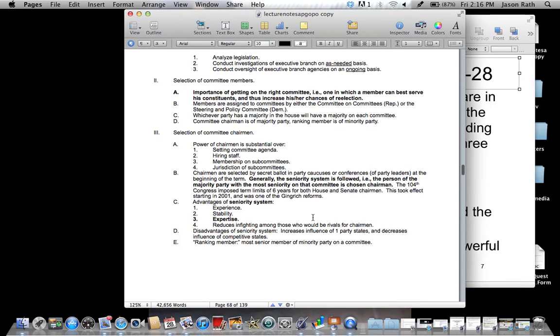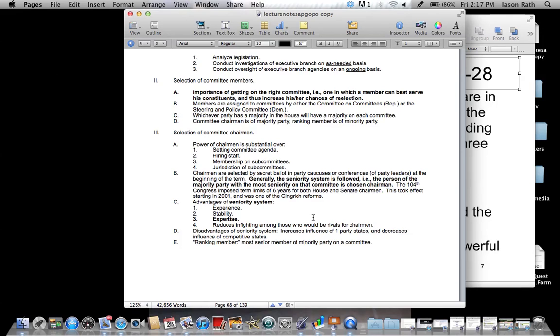Chairmen are selected by secret ballot in caucuses or conferences of party leaders at the beginning of the term. A caucus is basically a group of members of Congress who share similar interests. Each party has these. Examples are the Congressional Black Caucus and the Congressional Caucus for Women's Issues. Caucuses hold hearings and put pressure on committees to influence legislation. So that's what a caucus is in Congress.